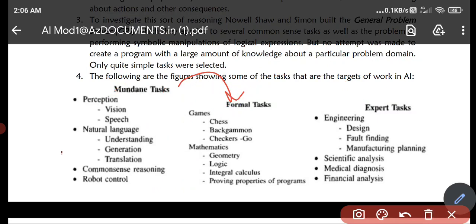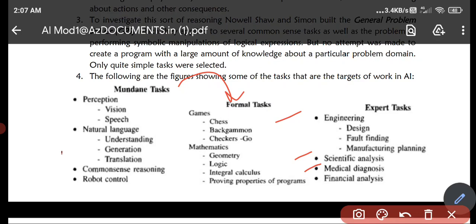that is formal task. Formal task is nothing but with the help of AI we are able to develop games, for example chess or any other games, and we are able to do mathematics, that is geometry, logic and even integral calculus, and proving the properties of programs. So that is what we are doing. This is very basic level compared to the problems discussed in the concepts before.